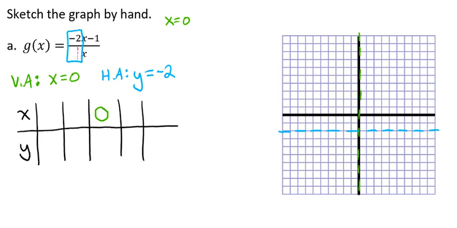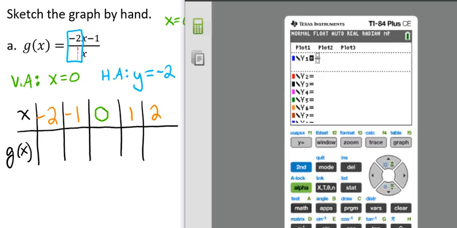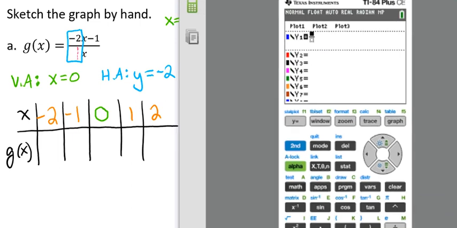Our y is actually our g of x because that's the equation that we're using, so same thing. We want two numbers larger than our vertical asymptote and two numbers smaller than our vertical asymptote. So I'm going to use negative 2 and negative 1 and 1 and 2. Then from here, I'm going to use my graphing calculator to get my table of values. So I'm going to plug it into my y equals: negative 2x minus 1 over x.